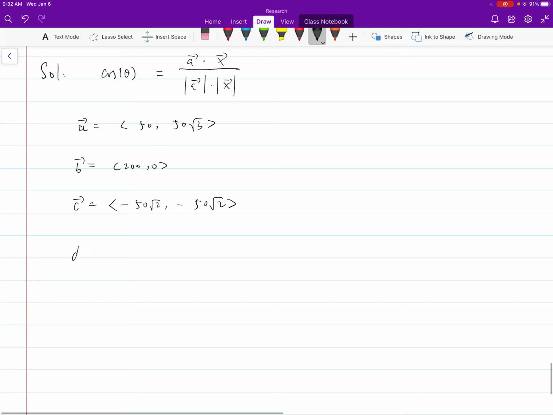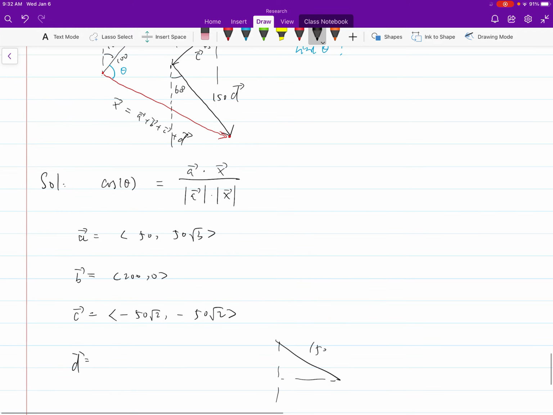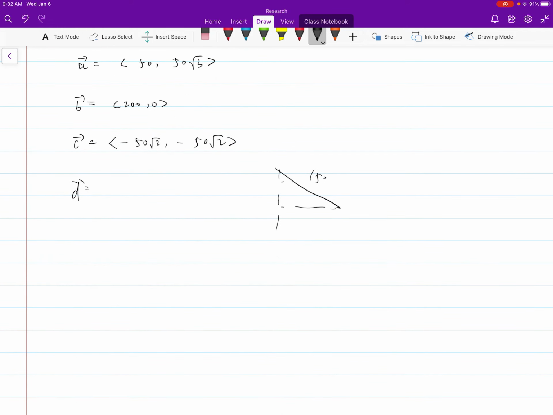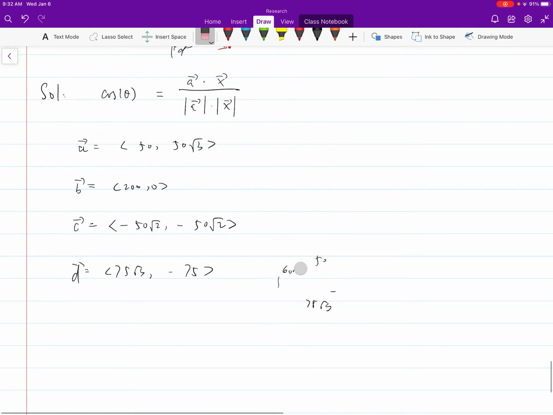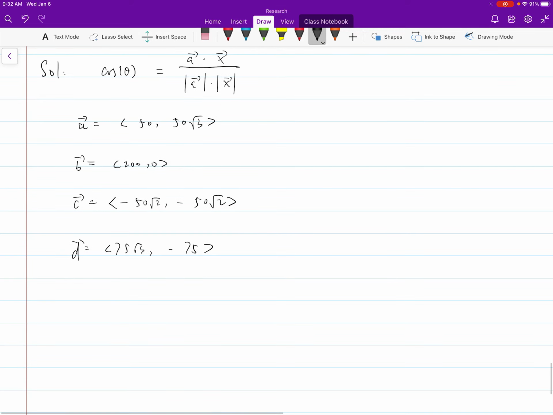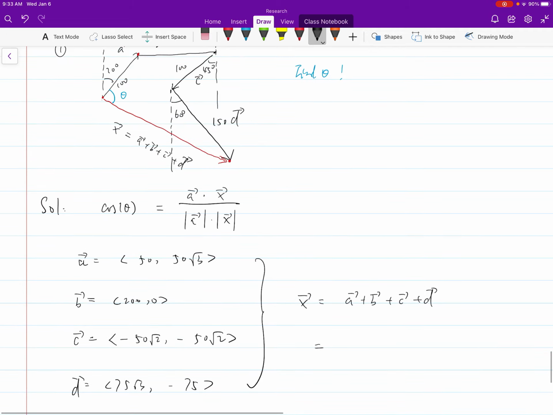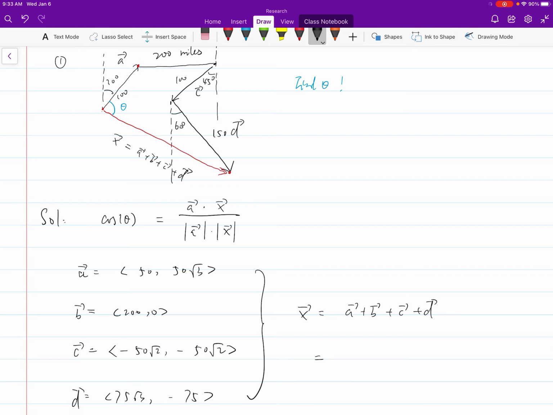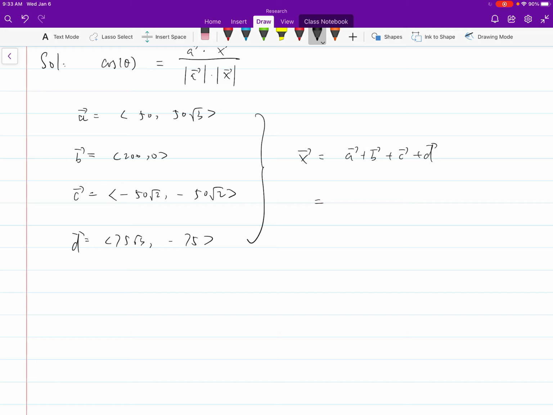D: going this way, and this is 150, if I remember correctly. So that is going to be 60 degrees, which gives you 75. This is 75 square root of 3. So 75 square root of 3, negative 75. That's the four vectors. All of this together gives you X equals A plus B plus C plus D, which is the vector pointing directly from the start to the end. And you simply need to put all the X components together.